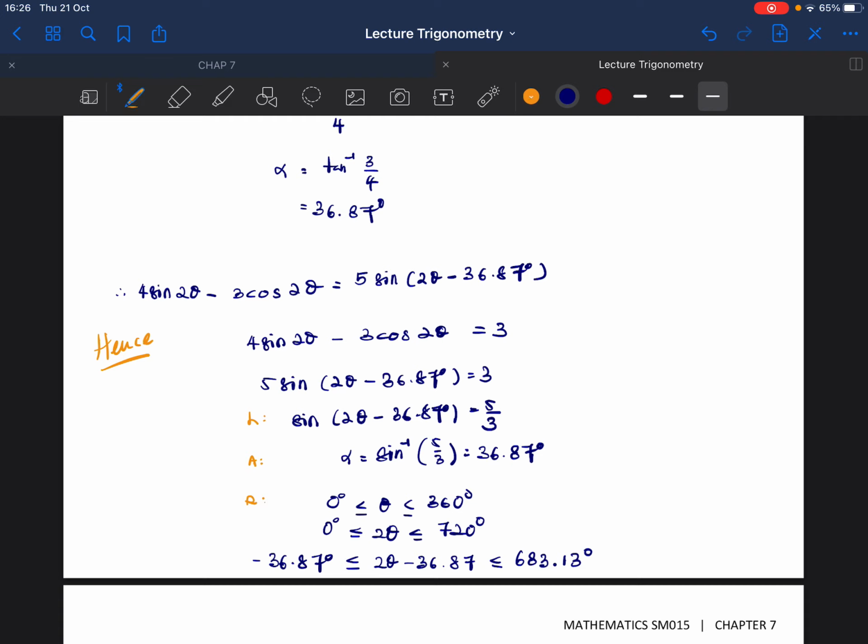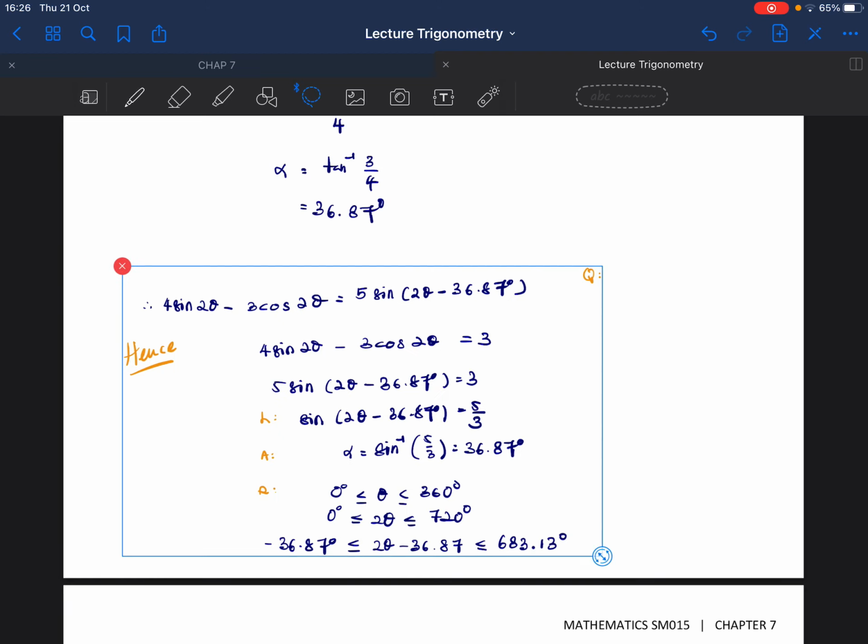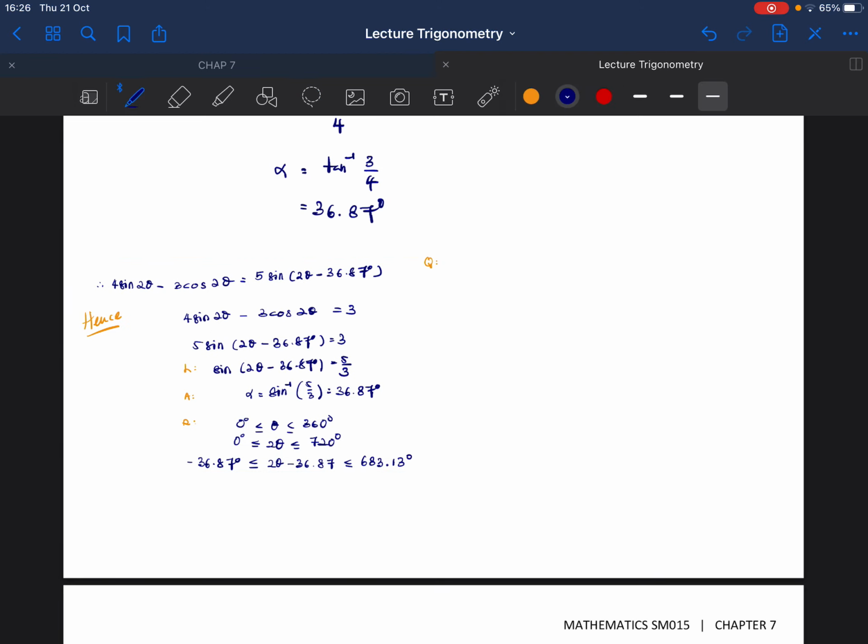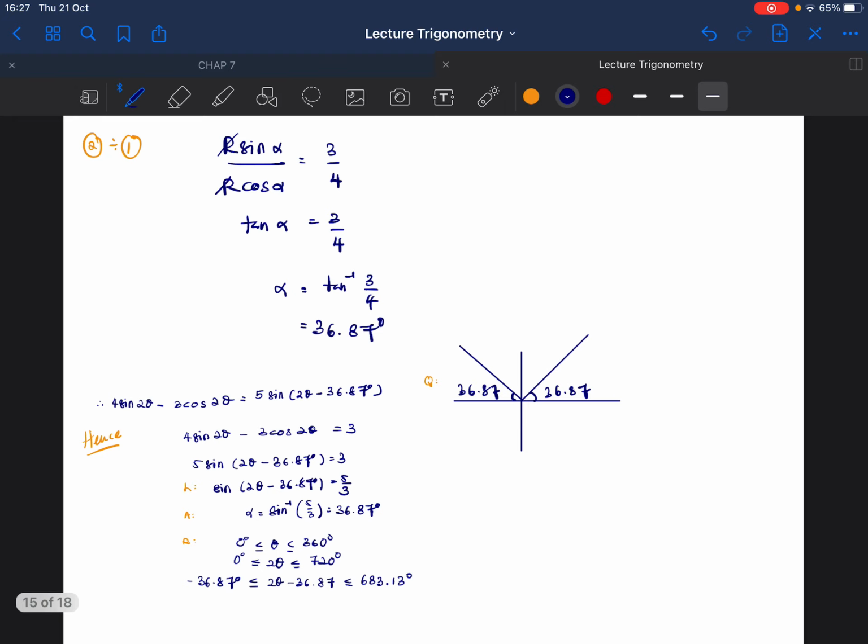Okay, now we are going to draw our quadrant. Quadrant kita. Sekejap, saya kecilkan sikit yang ini. Okay, so now we are going to draw our quadrant. So, we have positive sign. Betul tak positive sign? Kita ada positive sign. Okay, positive 5 over 3. So, positive sign should be on the first quadrant and the second quadrant. And the acute angle is 36.87. Okay, so now we are going to draw our quadrant here, the range first.